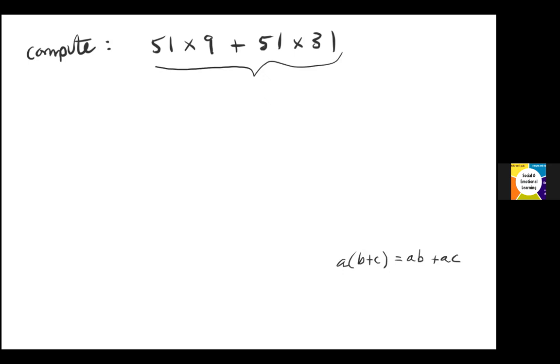Instead of just using the regular PEMDAS method, where PEMDAS says, well, oh, I think someone has their microphone on. There you go.